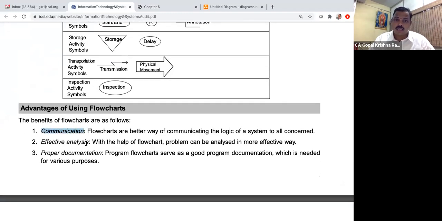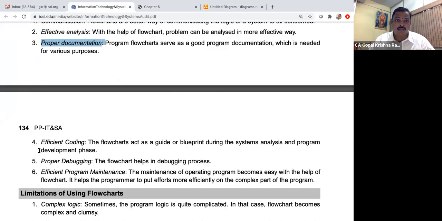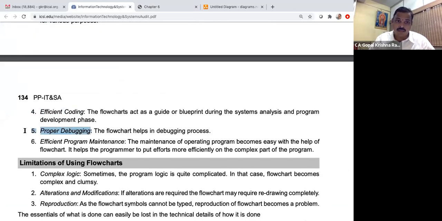So one is communication, effective analysis, proper documentation, efficient coding, and proper debugging. So whenever your program is wrong, you go back to the flowchart. The flowchart will give the proper instruction. The flowchart will give a result-oriented diagram, but in programming you would have done it wrong. So when you look at the flowchart, oh yeah, instead of linking it to the previous chain, I have linked it to the next chain, so the result is getting wrong. Therefore, a flowchart will be very, very helpful for debugging. Debugging means errors in a program can be rectified. So efficient program endurance, all those can be done.